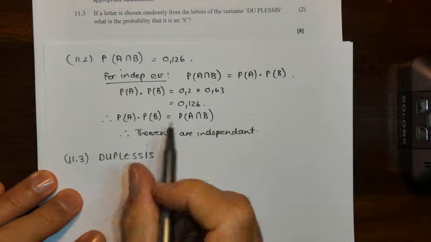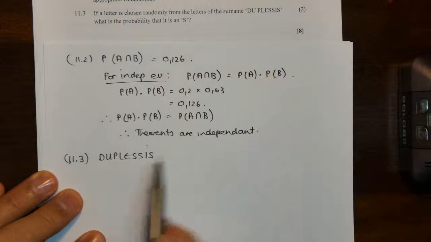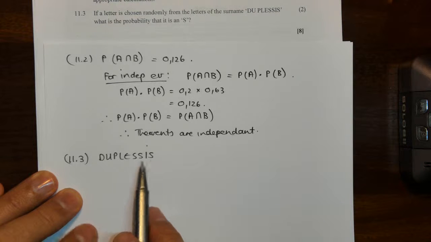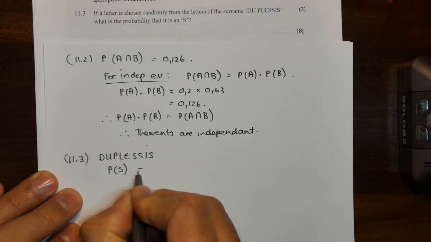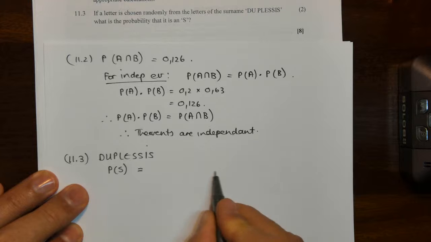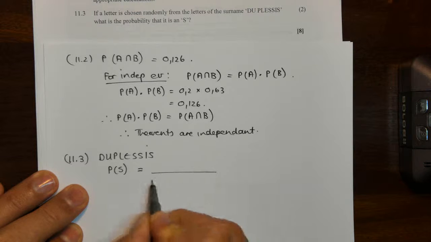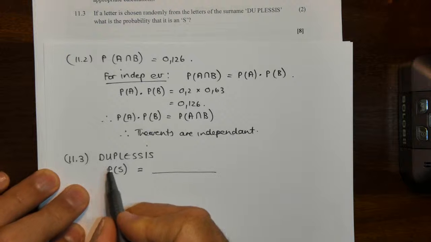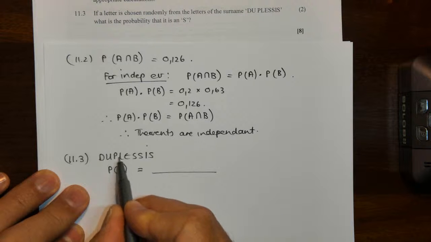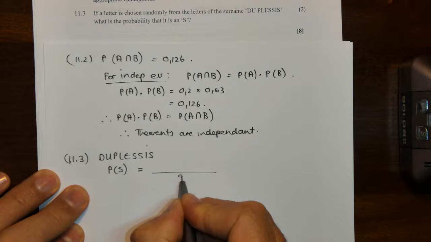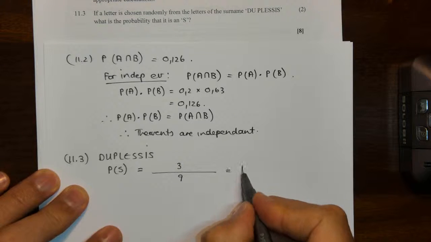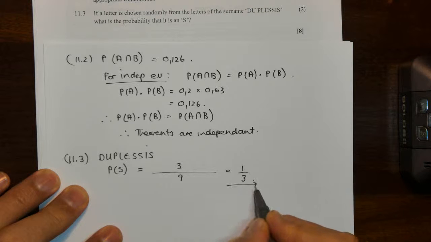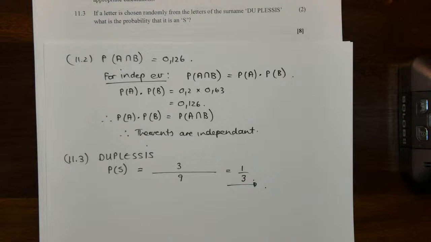And the question asked, if those are the letters of my surname, what is the probability of you choosing a letter S? Now remember, the probability is the number of favorable outcomes over the number of total outcomes. Now the number of total outcomes, there's 1, 2, 3, 4, 5, 6, 7, 8, 9 letters in my name, and of the 9 letters, 3 are S's. So the probability is 1 in 3 that you will choose the letter S.